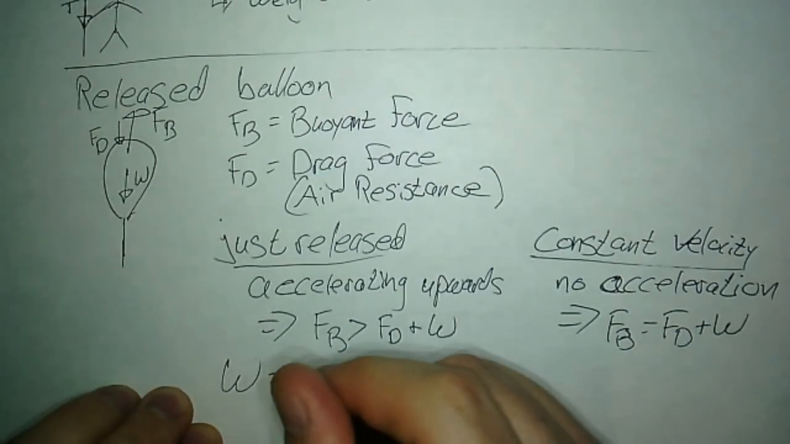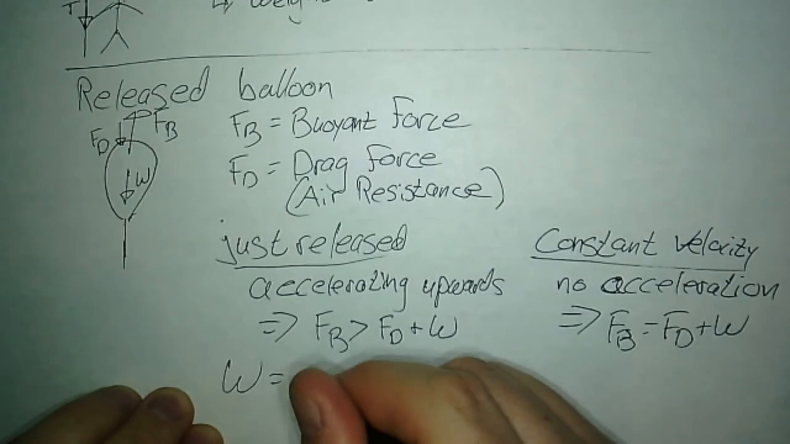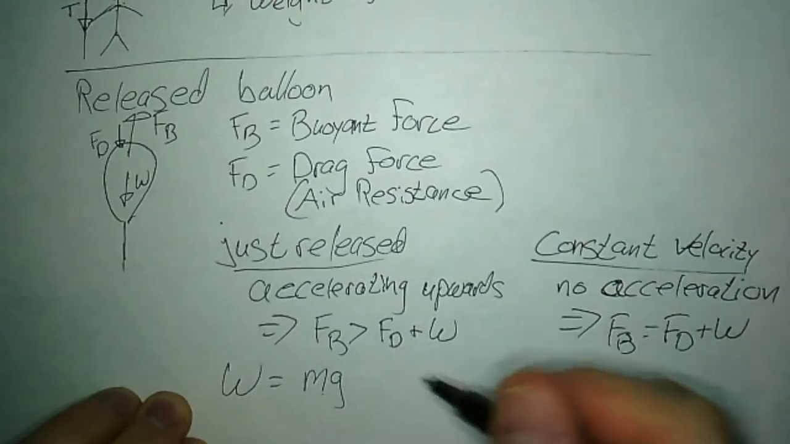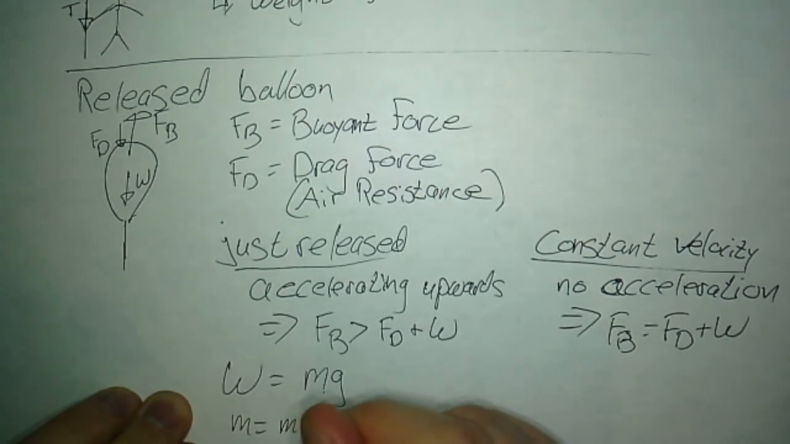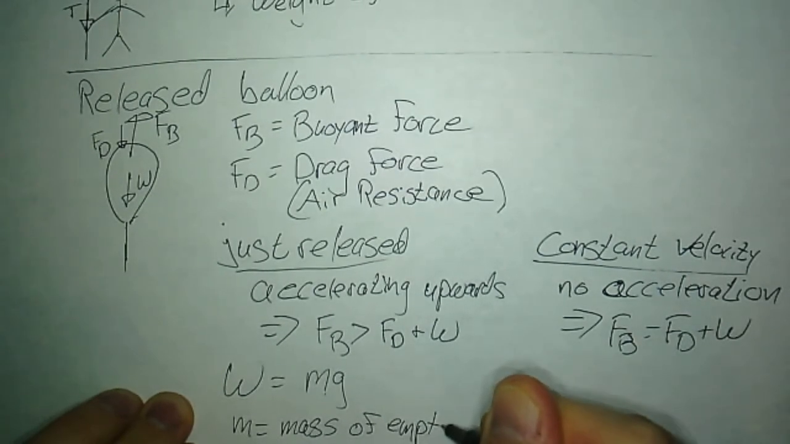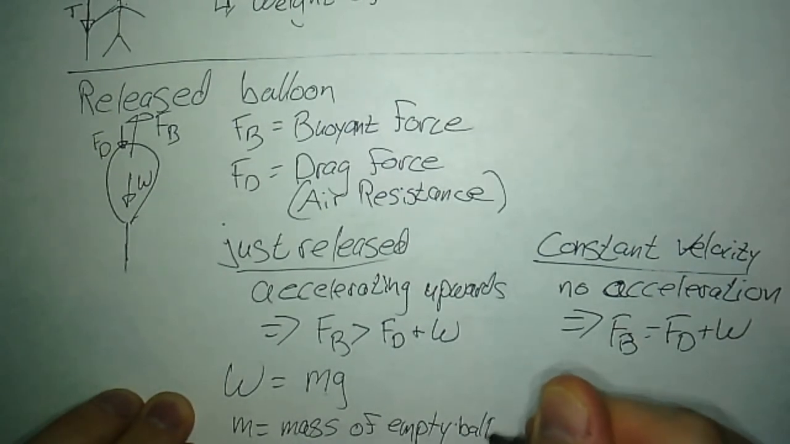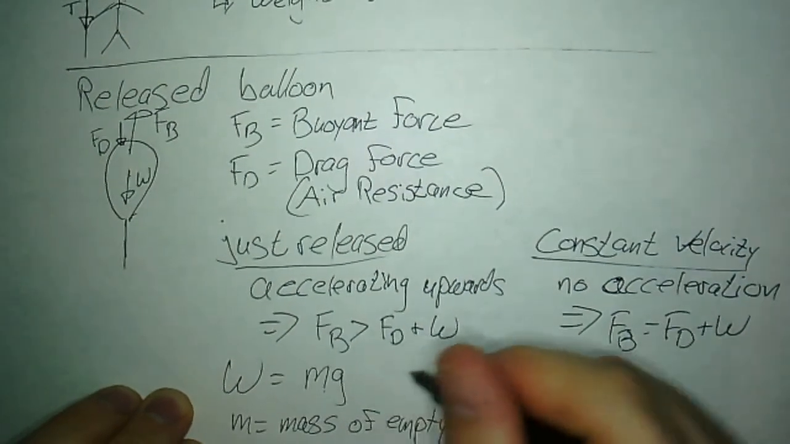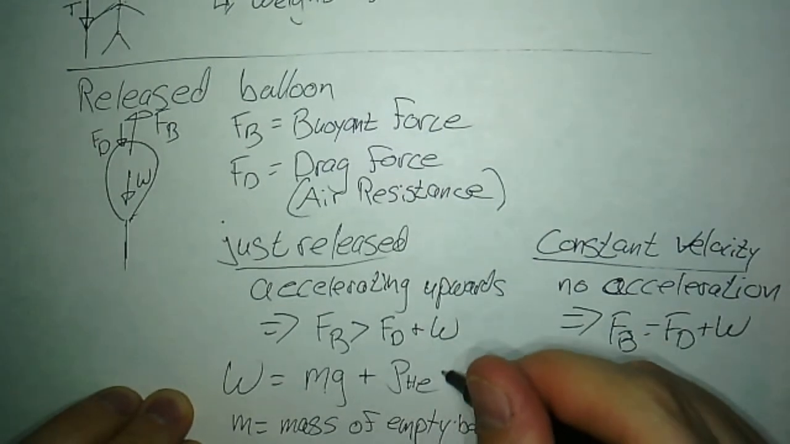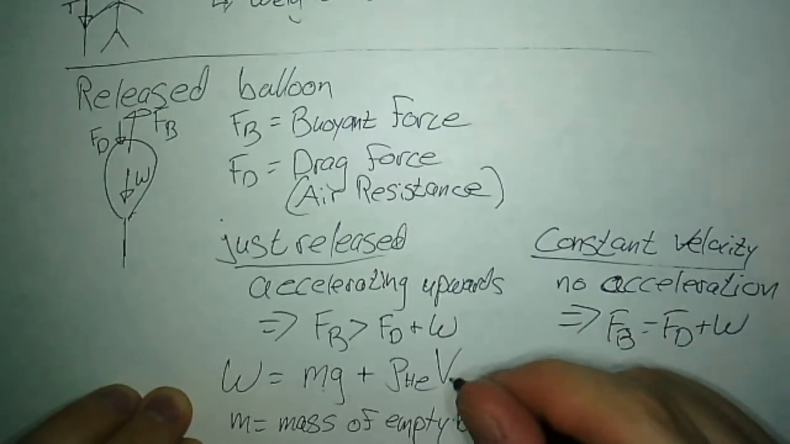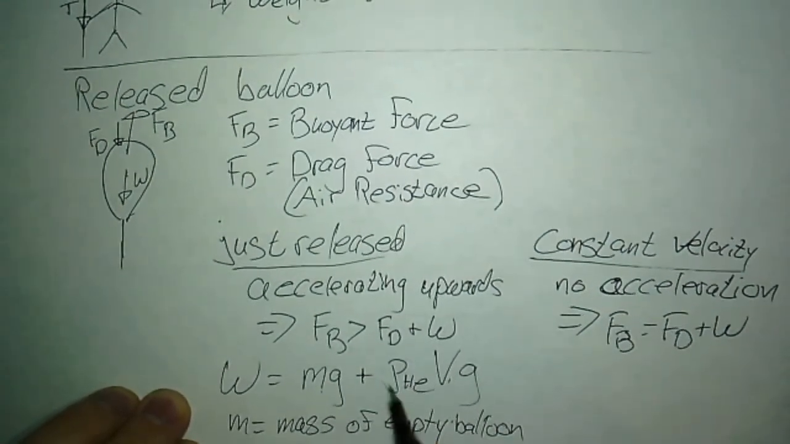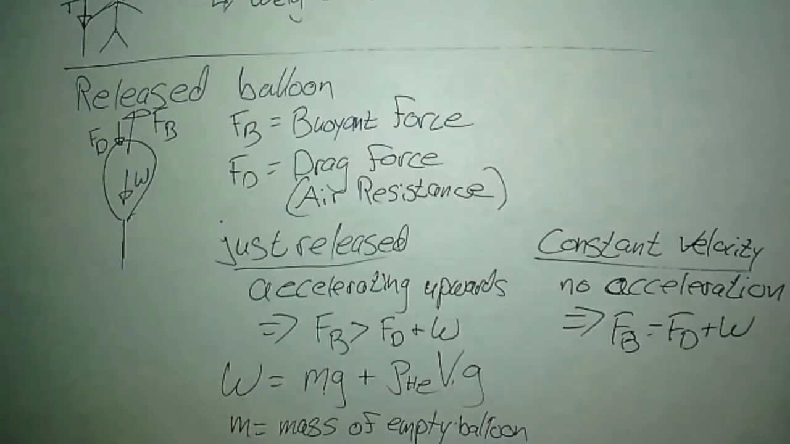W equals mg for plastic, right? It's mass of empty balloon. And then plus rho helium, the density of the helium, times the volume of the helium, of the balloon, times g, because this will be the mass of the helium times gravity, right? So be looking for that.